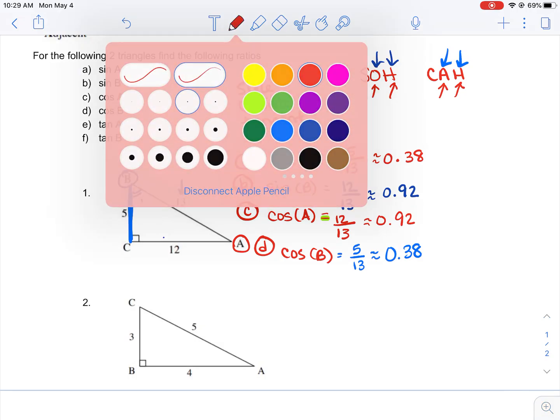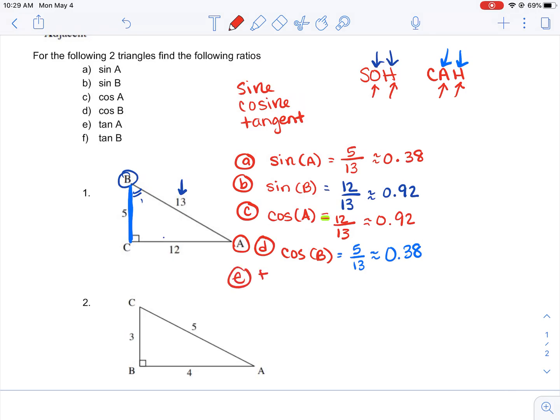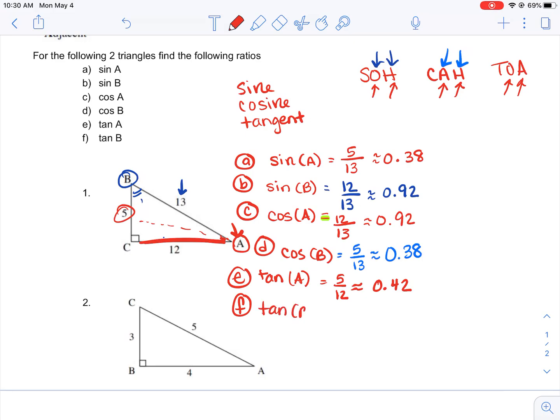Letter E says find the tangent of A. And so we have SOH CAH, and then we have TOA. So tangent is opposite over adjacent. So if I'm looking at where A is, right here, the opposite side is 5, and the adjacent side is 12. So we don't have this one solved for yet. So I'm going to do 5 divided by 12, and I'm going to get about 0.42.